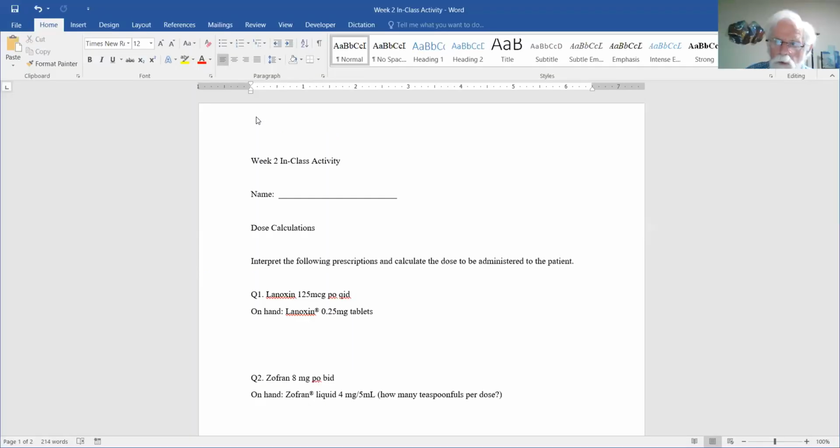Okay, resume recording here. So the week 2 in-class activity, the first line, it's about dosage calculation. The first line says, interpret the following prescriptions. Well, some of them don't need to be interpreted. They're just a calculation. But of those that you can interpret, go ahead and do so. Write it out. That's basically to give you practice with interpreting prescription terminology. Okay?